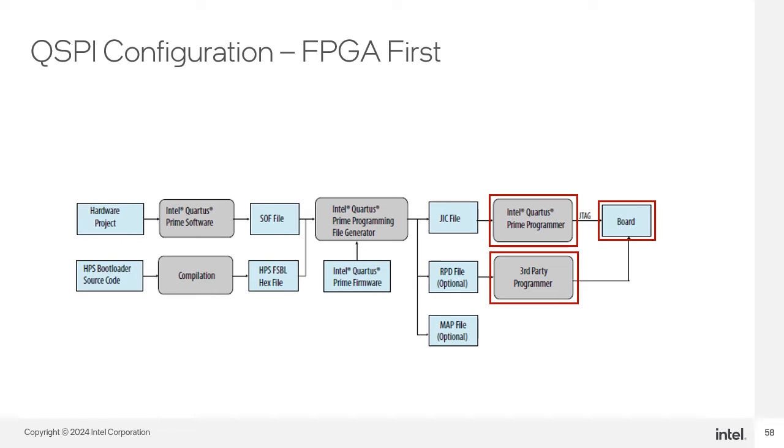Set MSEL to QSPI, then power up, power cycle, or toggle nCONFIG to cause the device to configure itself from QSPI. FPGA device is configured, and after INIT_DONE, the HPS FSBL is also executed.